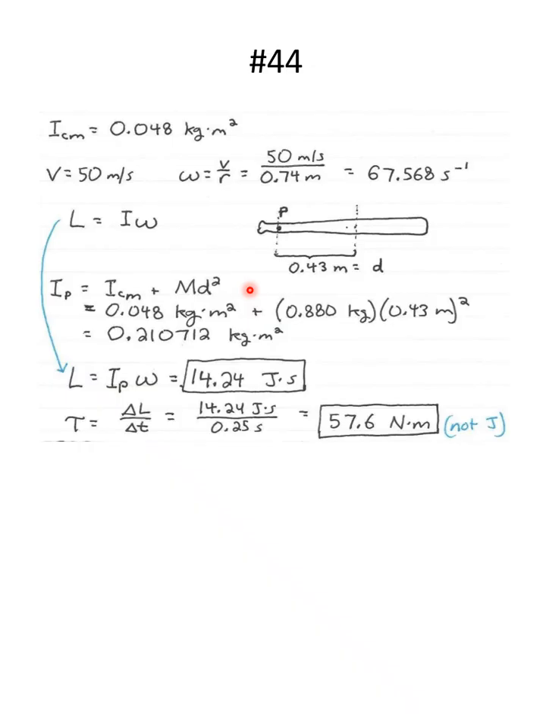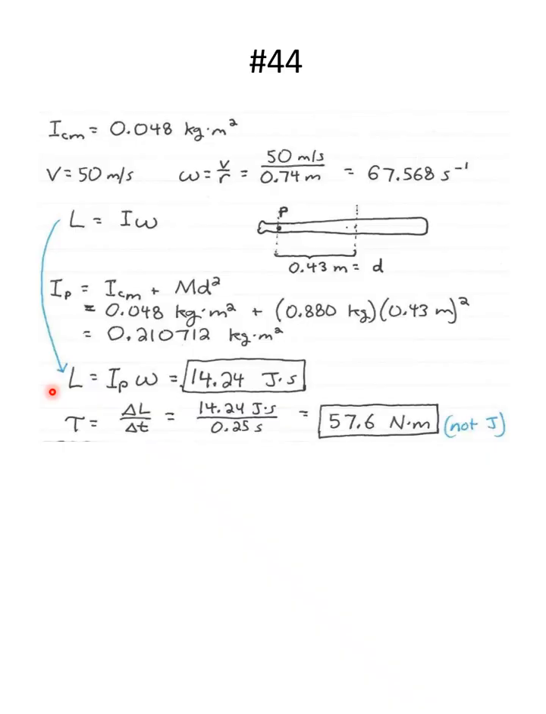The moment of inertia when rotated about a certain axis is the moment of inertia about the center of mass plus the mass times the distance between the two axes squared. And it's giving us the moment of inertia about the center of mass. And then we're going to add the mass times the distance between the two axes, 0.43 meters, and square it. So when you do that, you should get 0.210712 kilograms meters squared. So here we've got the moment of inertia when it's rotated about point P. Up here we found omega, multiply them together, and that is the angular momentum, 14.24 joules seconds.